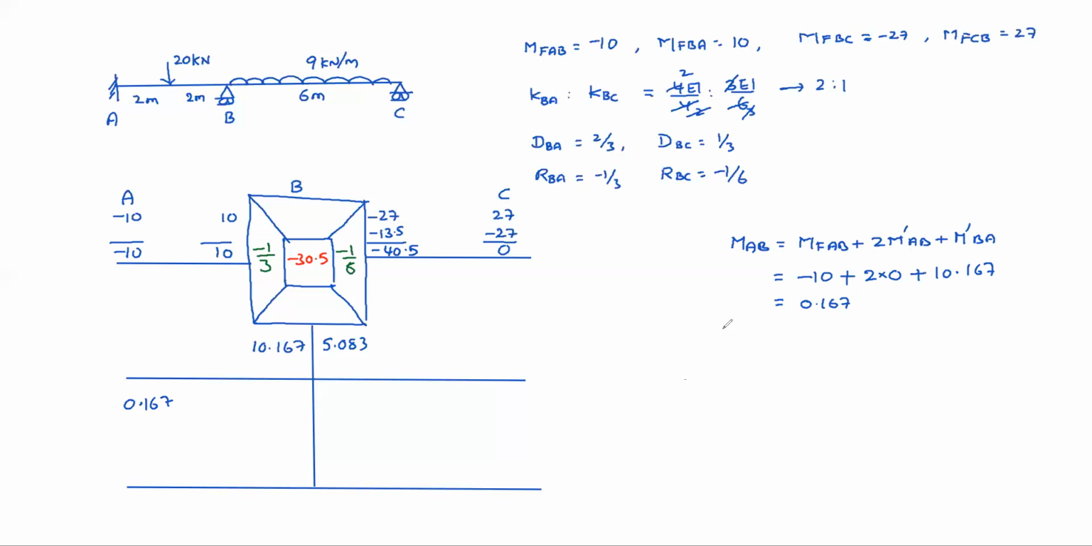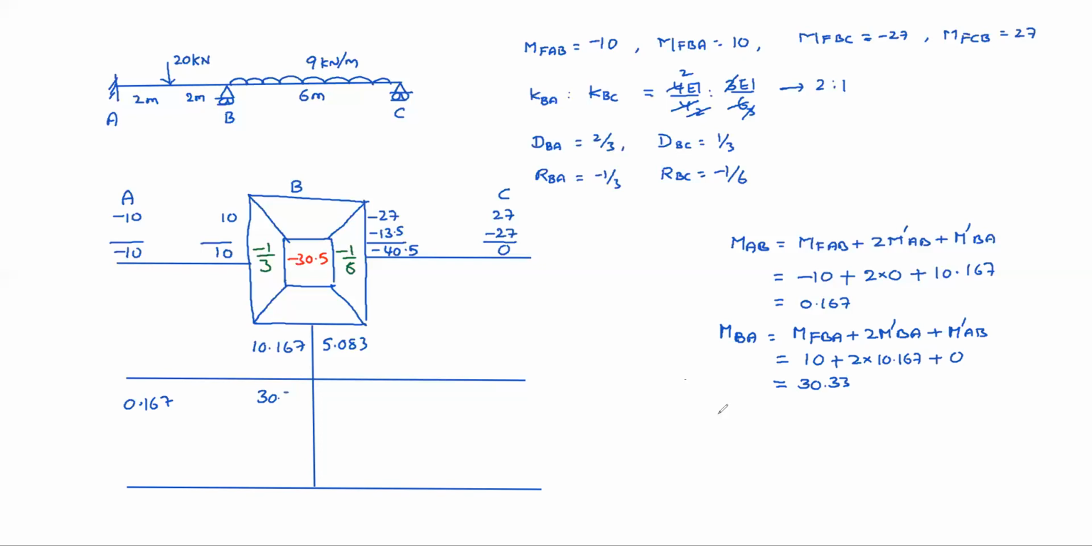Similarly, MBA equal to MFBA plus 2 times of M dash BA plus M dash AB. Okay, that equal to 10 plus 2 times of 10.167, M dash AB 0, which is equal to 30.334.